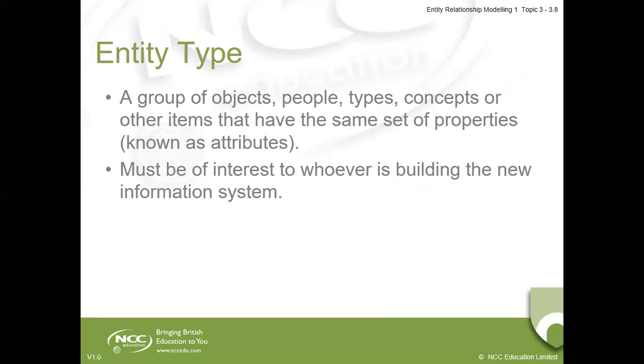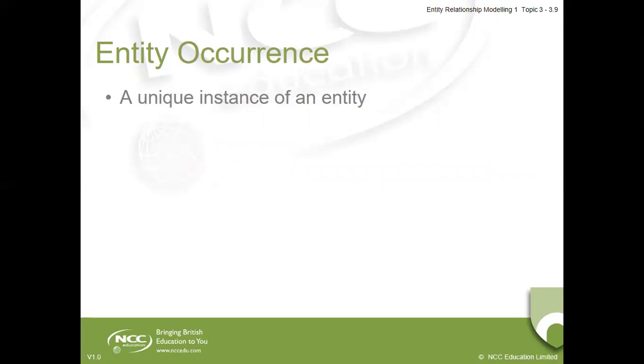So entity type, it's a group of objects, people, types, concepts, or other items that have the same set of properties, known as attributes. Must be of interest to whoever is building the new information system. An entity occurrence is a unique instance of an entity. What the entity does, we call it an occurrence.